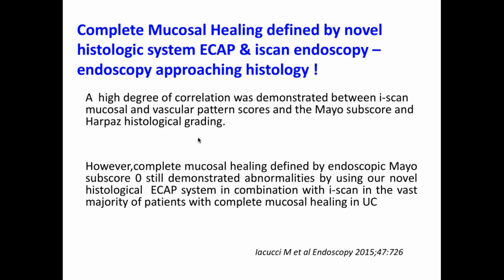So recently we have developed a new virtual endoscopic score in ulcerative colitis, and we defined the concept of endoscopic mucosal healing. We showed that this OE-iScan virtual chromoendoscopy score, defined by mucosal and vascular pattern, is greatly correlated with the Mayo score and with the Geboes histological grading. We also wanted to develop a new histological score, namely ECAP, which is more comprehensive of chronic and acute changes. And very interestingly, we showed that patients with complete mucosal healing defined by Mayo subscore 0 still demonstrated abnormalities by iScan and by the histological ECAP system.